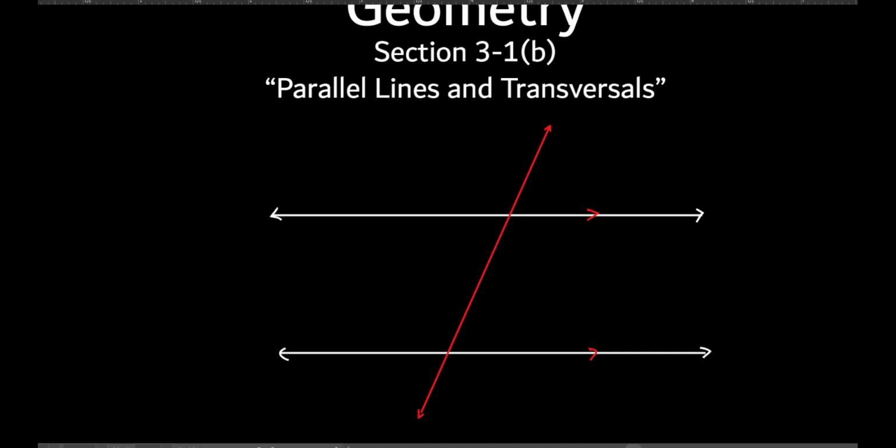Let's go up here, change colors, and let's talk a little bit about some of these things. We'll number these 1, 2, 3, 4, 5, 6, 7, and 8. All right, so here we go. So there are some things that we know.